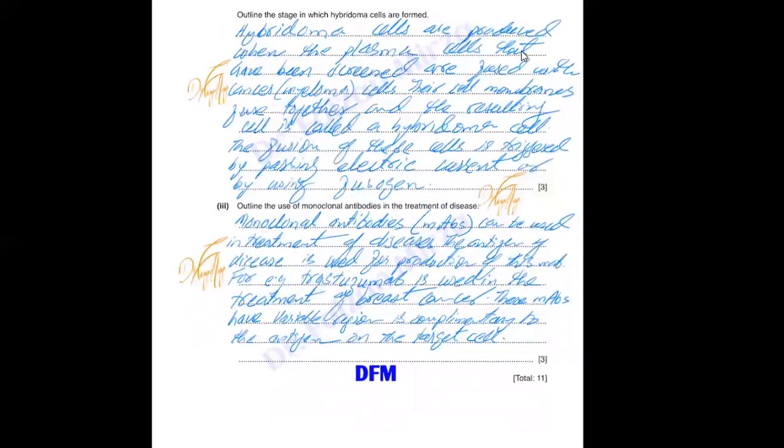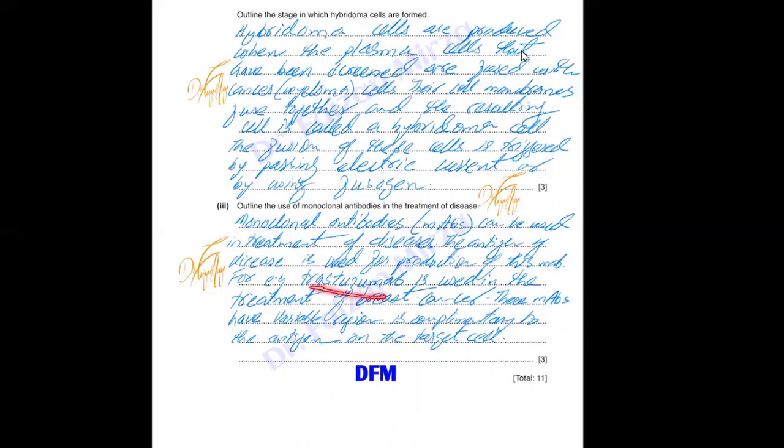Outline the use of monoclonal antibody in the treatment of disease. Monoclonal antibodies can be used in treatment of diseases because the antigen of the disease is used in the production of this monoclonal antibody. We know that the monoclonal antibody will have the variable region, which is where the antigen binding site is. That antigen binding site will be complementary to the antigen that the disease actually has.